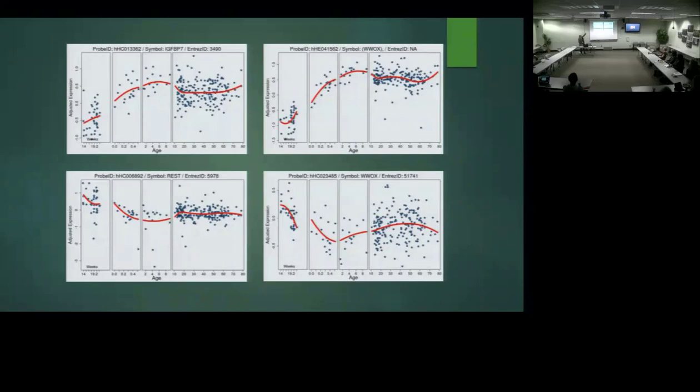And you can see up here that IGFBP7 shows a strong increase in expression across gestation and early life, and then is sort of stable through later childhood and adulthood. REST down here, as you might expect, is very highly expressed during neurogenesis, early in gestation, and then reduces over time. WWOX is interesting because it depends on which probe you use. One of the probes that BrainCloud used shows a strong increase over development. The other shows elevated prenatal expression, suggesting that WWOX might actually have different isoforms that perform different roles at different points in development.